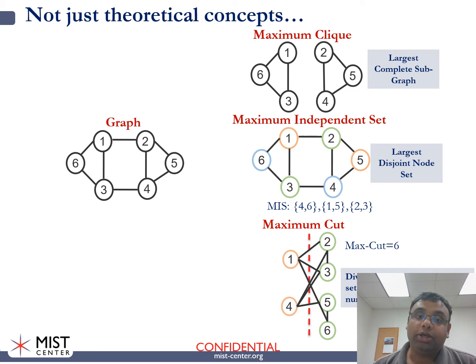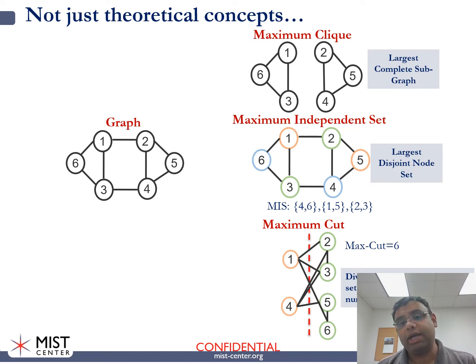And then the last one is the maximum cut problem, which we will extensively use as an example problem throughout this talk. And the goal here is to divide the nodes of the graph into two sets, represented by the orange and the green, such that the number of common edges, or in other words, the number of edges that cross the red partition out there, is as large as possible.